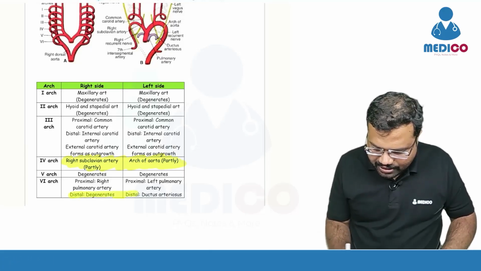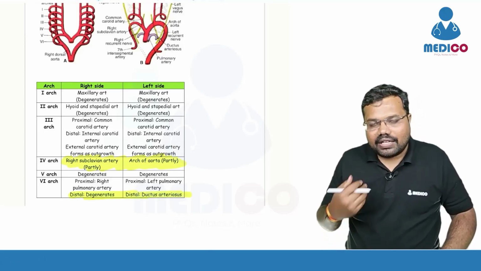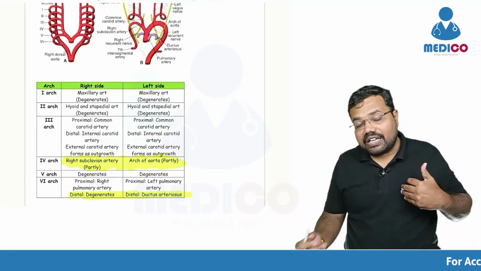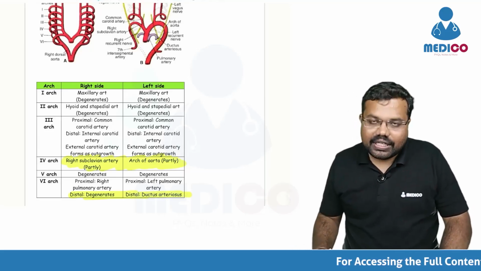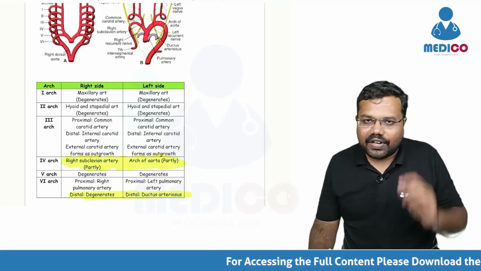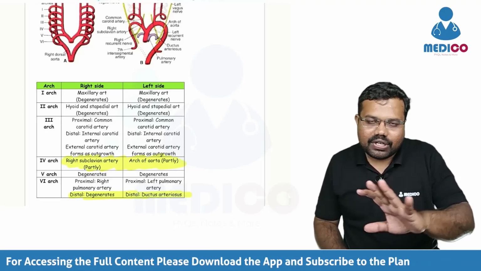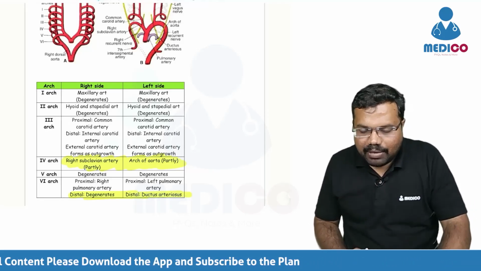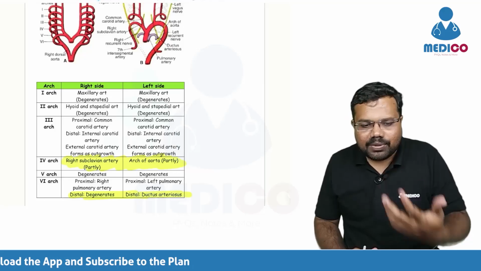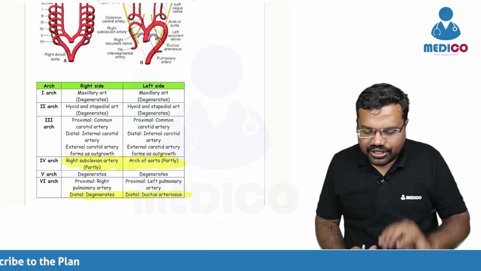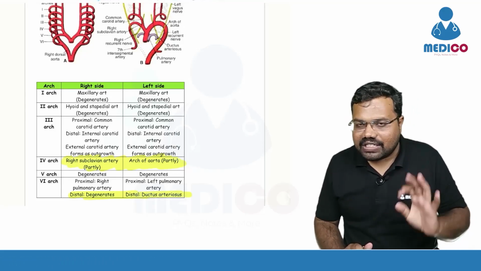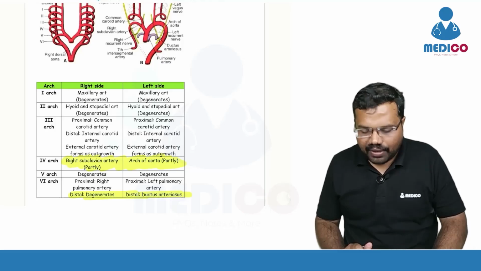In the same way, for the sixth arch artery, the right distal part is degenerated and the left distal part forms the ductus arteriosus. These are the derivatives, and this table has to be pasted in your study chamber wherever you are sitting. It is mandatory to touch on it, because the first preference on the embryology topic to ask questions is this one: pharyngeal arches, pharyngeal apparatus or pharyngeal arteries.